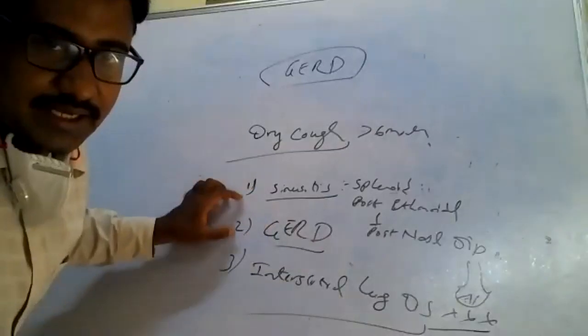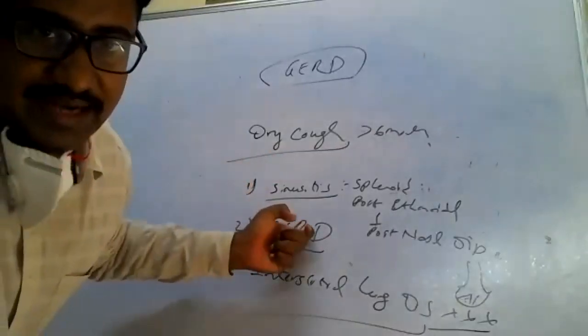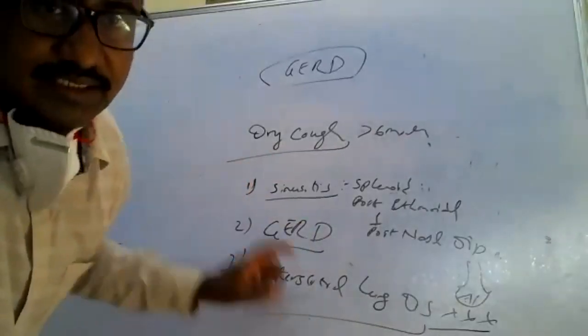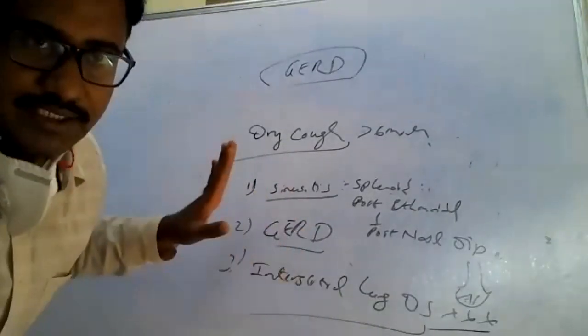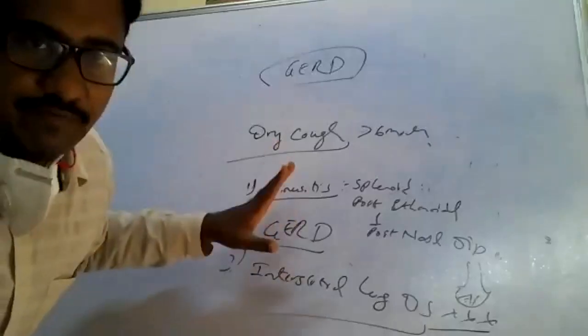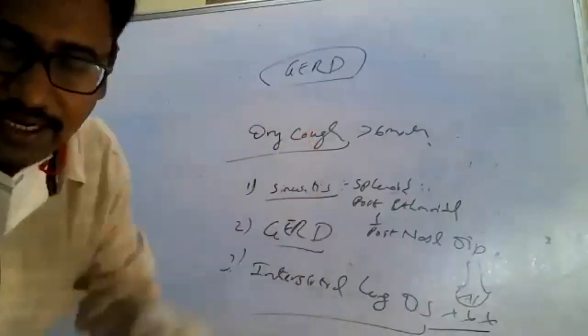It is because of GERD, where the reflux of acid irritates the larynx, and because of interstitial lung disease. So in a long-duration dry cough, you exclude all 3 factors, and if you treat any of these factors, the dry cough will be eliminated.